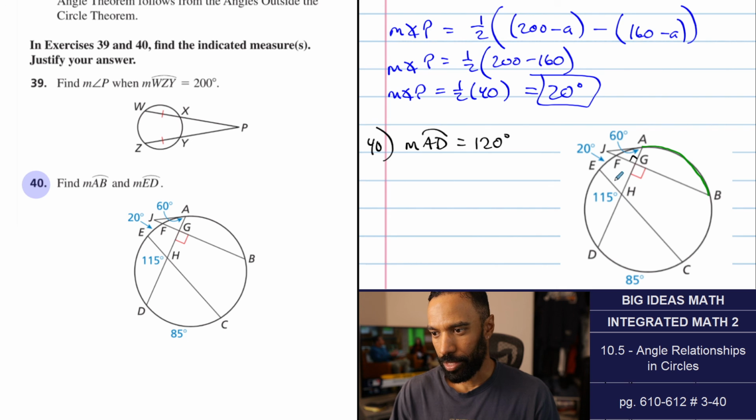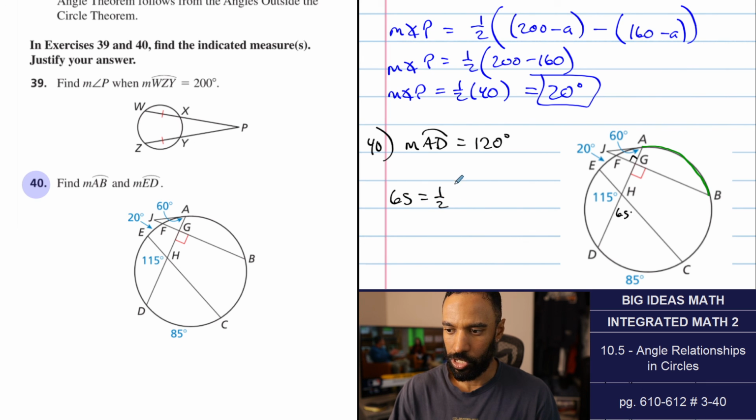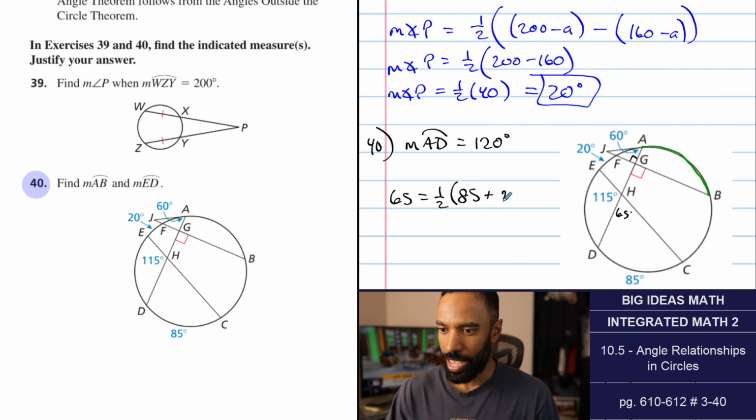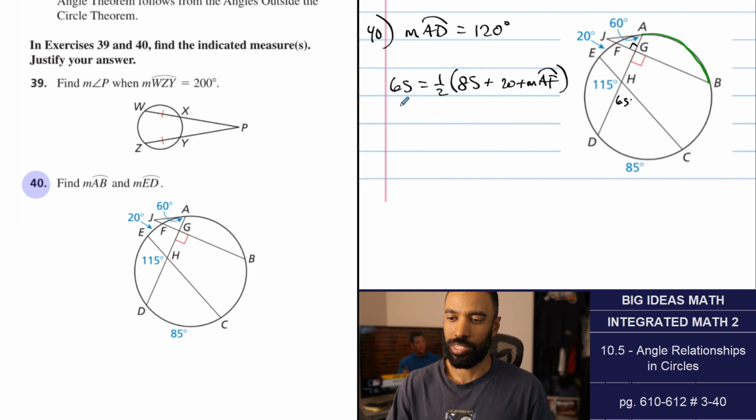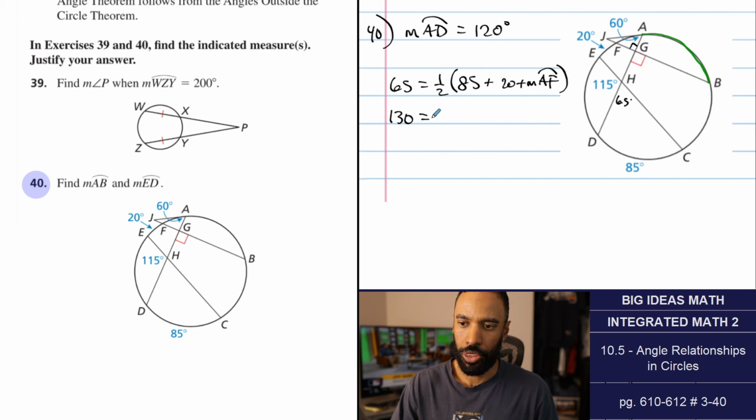gosh, I don't know which way to go with it. If this is 115, then this is 65. So let me start with this one. 65 is half the sum of 85, and then this 20 plus AF. I don't know what measure of arc AF is, but this 20 plus AF is the other arc that needs to add with this one to become the 65. So there's one of them. Let's get that AF by itself. I'm going to double everything. I get 130 equals 85. Oh, I guess this would solve for AF. It's not a system. I can just solve for AF here.